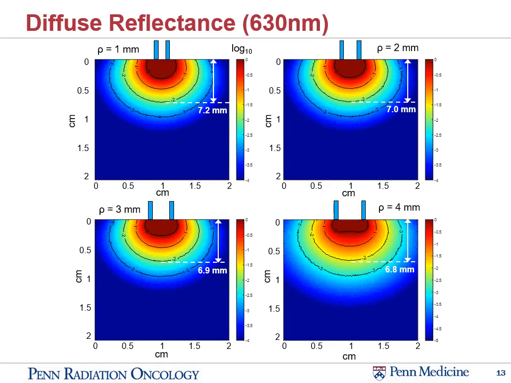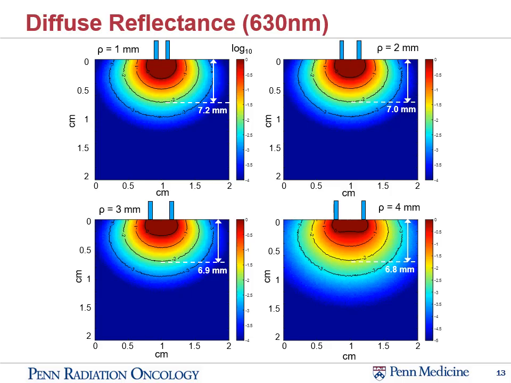For diffuse reflectance at 630 nanometer, we see a very different light pattern. In general, light penetrates further inside the tissue. These figures have cm on both x and y axis, and the colors are on log 10 scale. For source and detector of 1 mm on the top left, 99% of all light reaching the detector travels up to 7.2 mm into the tissue.